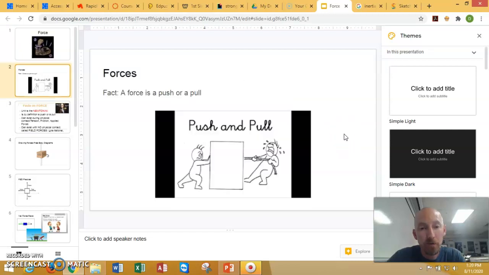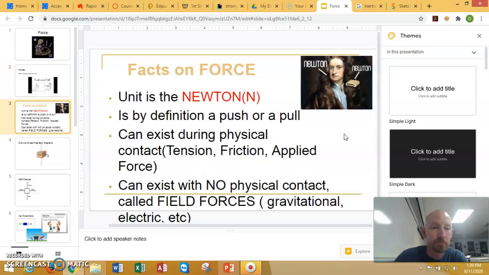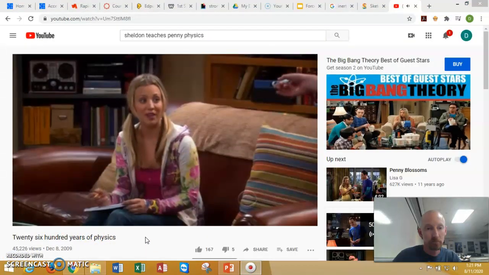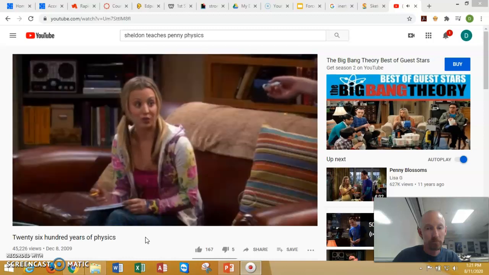Fact. Force is a push or pull. That's fact. Another fact: the unit is something called the Newton. Not the Fig Newton. No. We know that Newton was a really smart cookie.